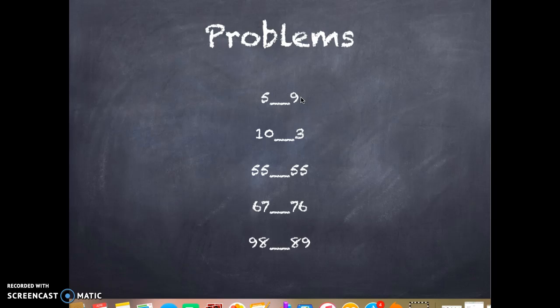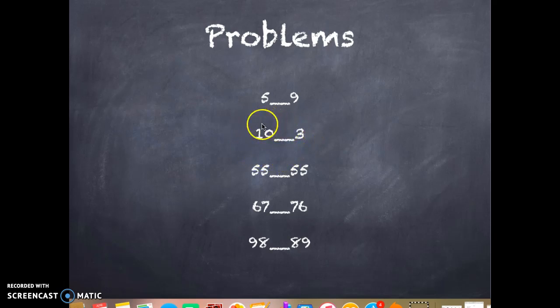All right, it looks like everyone's done writing, so everyone hold up your whiteboards and let me see your answers. All right, it looks like a decent amount of you got it right. For those who didn't, the mouth wants to be facing towards the 9 because it is the bigger number. So 5 would be less than 9. Okay, on to our second problem.